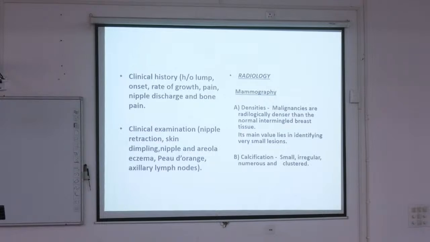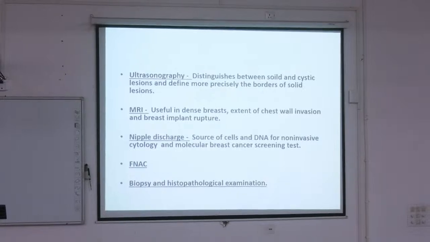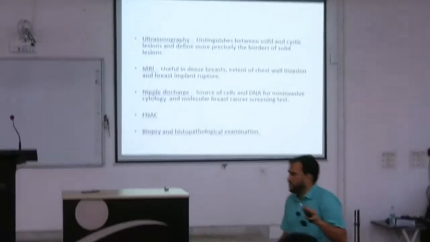Then comes calcification. Calcification means deposition of calcium salts. You know what calcification is. It has been taught in the first chapter. So, this is the last slide, and then you get the ultrasonography. The most important function of ultrasonography is it distinguishes between solid and cystic lesions. Then comes MRI, magnetic resonance imaging, which is useful to see if there is any chest wall invasion or not.